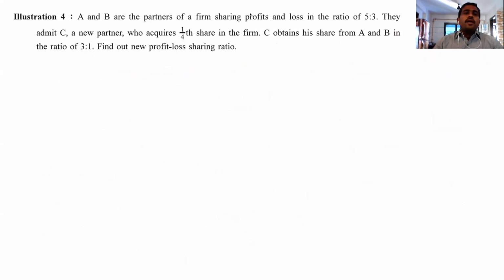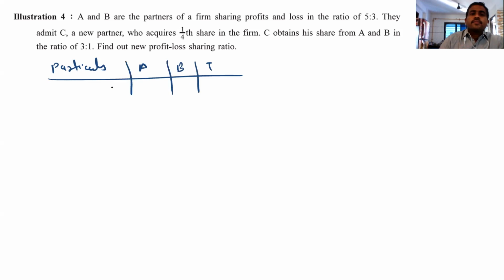A and B are the partners sharing profit and loss in the ratio 5 is to 3. They admitted C as a new partner who acquires 1/5 in the firm. C obtained his share from A and B in the ratio 3 is to 1. Now what they want to say is that two partners are there. Just write down particulars: A, B and total. Old ratio 5, 3 and 8. Now who is the new one? C.